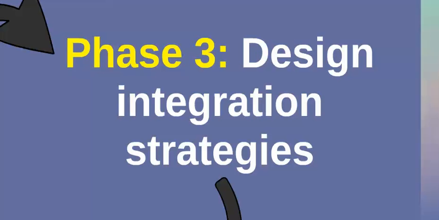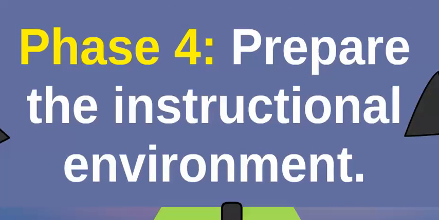Next, you would move on to the third phase, which is to design integration strategies. The goal is to decide which strategies and activities will work best for the content and the technology being used. Then you move on to phase 4, which is to prepare the environment for the new technology-based instructional methods. Here you would determine what equipment, software, and other materials you would need for the lesson. You would also make sure that you know how to use them properly.